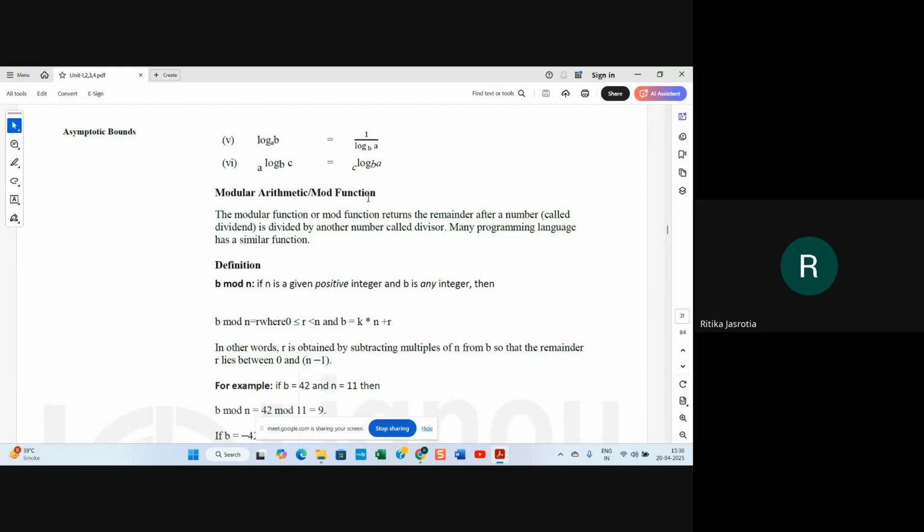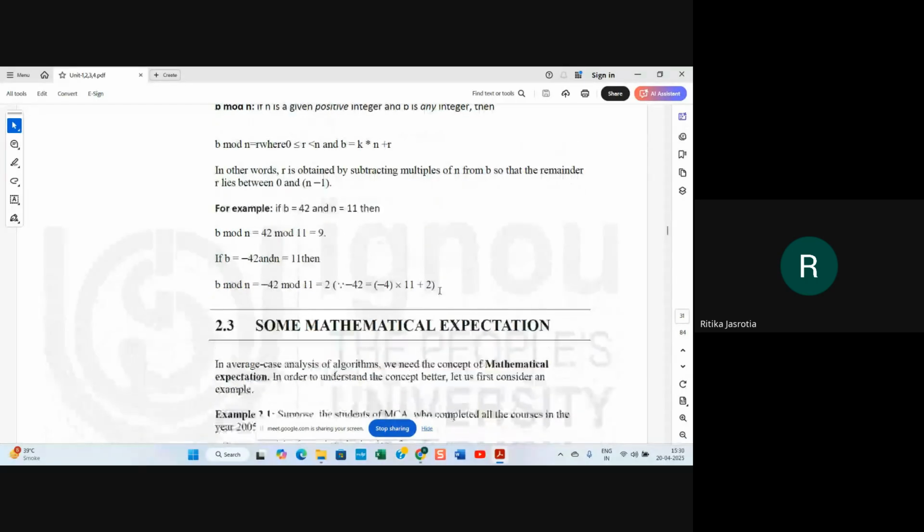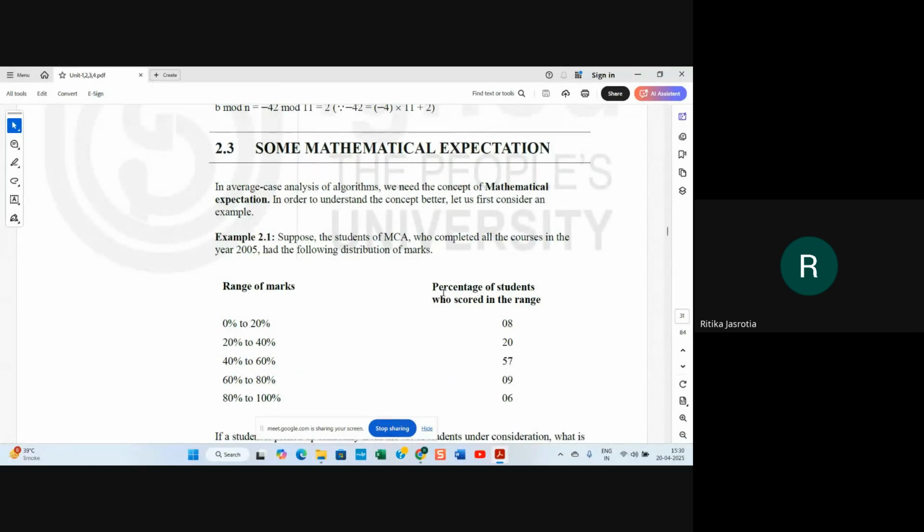Then modular arithmetic or the mod function is also there. The modular function or mod function returns the remainder after a number called the dividend is divided by another number called the divisor. So we know the mod function. In programming we use that, like b mod n. 42 mod 11 gives you what remainder? 9 is the remainder. The mod function gives you the remainder. That is what they are talking about.